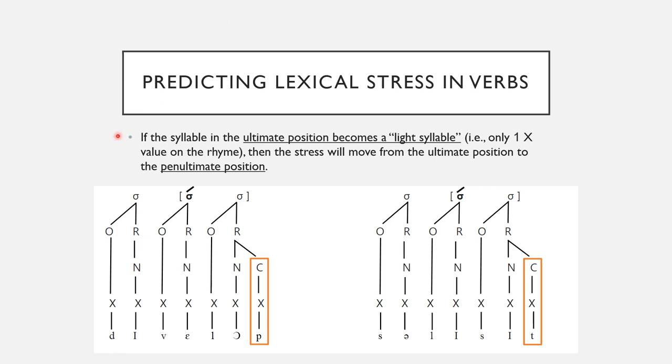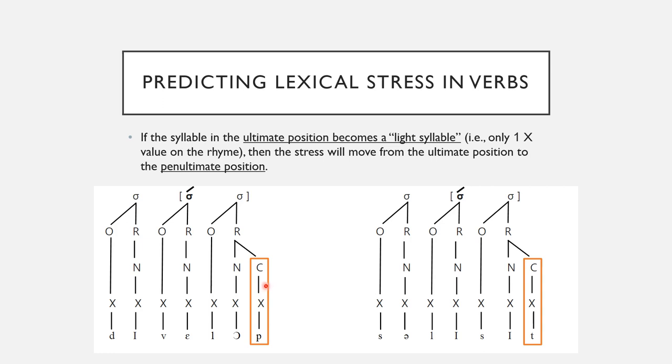Now, if the syllable in the ultimate position becomes a light syllable, for instance, if there's only one X value on the rhyme, then the stress will move from the ultimate position to the penultimate position. Let us consider the words develop and solicit. Now, in the case where the syllable in the ultimate position becomes a light syllable because of the disappearance of the extraprosodic consonant, this one, the metrical foot determines the lexical stress.